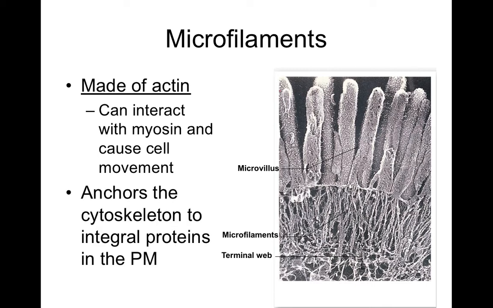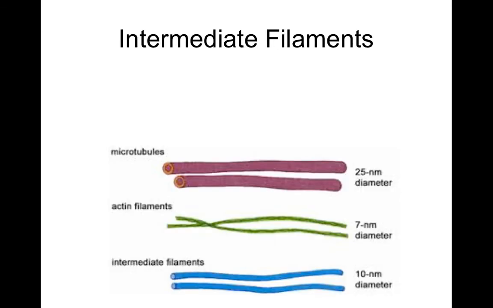These microfilaments, their main purpose is to anchor the cytoskeleton to the integral proteins in the plasma membrane. Integral proteins are proteins embedded in the plasma membrane, and when the cytoskeleton attaches to them, it basically holds them in place. So while the phospholipids might move within the bilayer, the integral proteins and the cytoskeleton do not change.